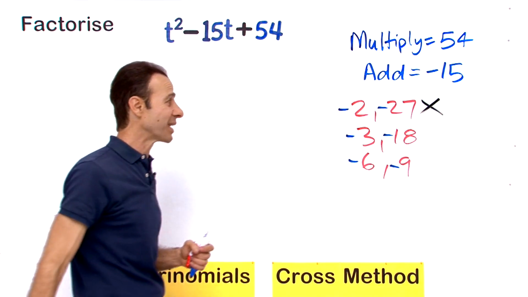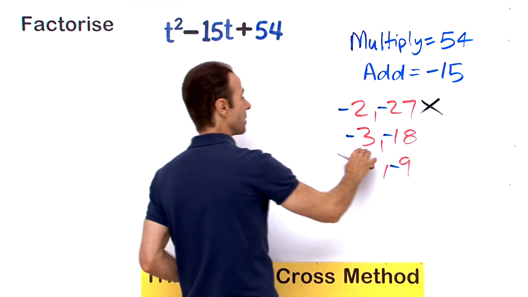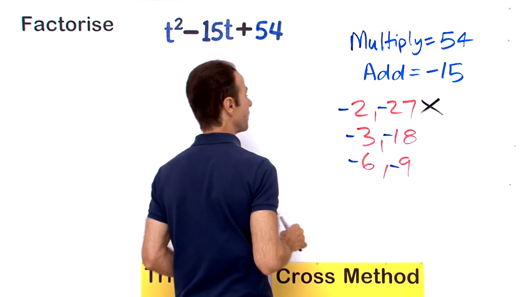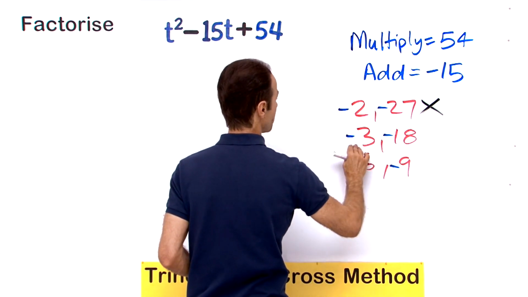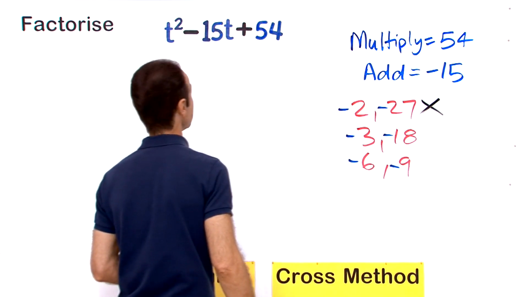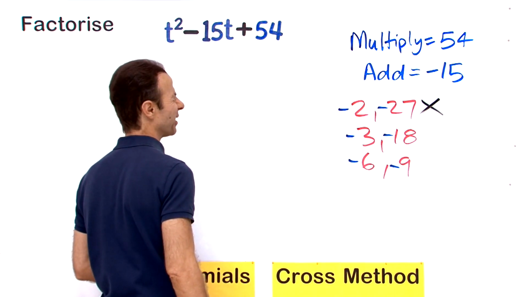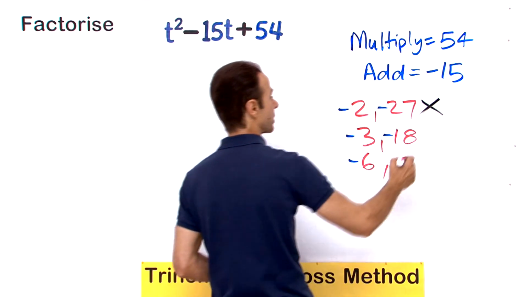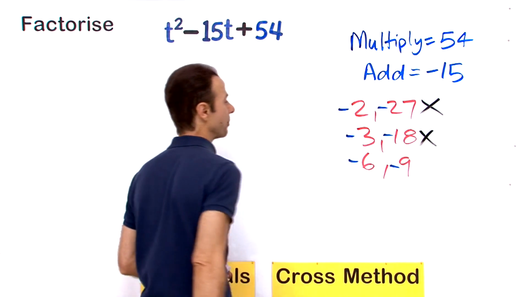Let's try the next one, 3 and 18. Negative 3 times negative 18 is positive 54. Let's add them together. Minus 3 minus another 18 is minus 21. That's not going to work. So that's out.